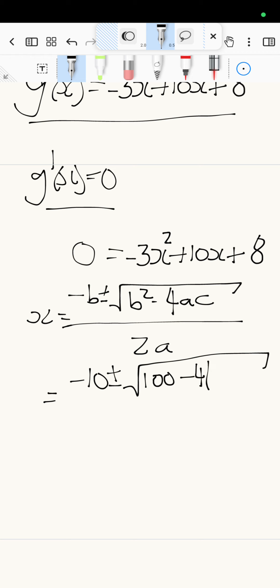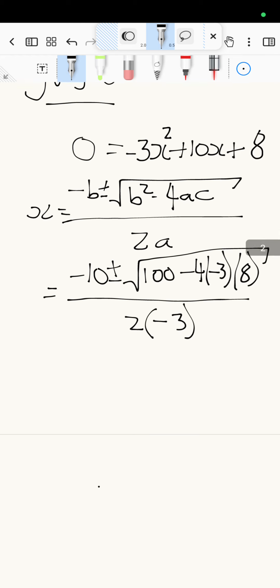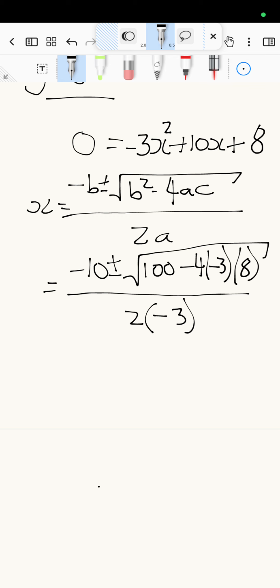My a value is minus 3, so I'm going to put a minus 3 in there. My c value is this positive 8, I'm going to put that in there, and divide all of this by 2 times my a value, which is minus 3. Right, so I would suggest you go put all of this straight into your calculator.